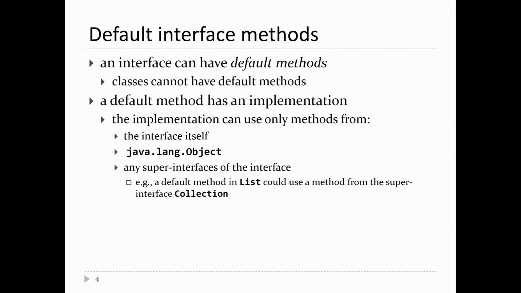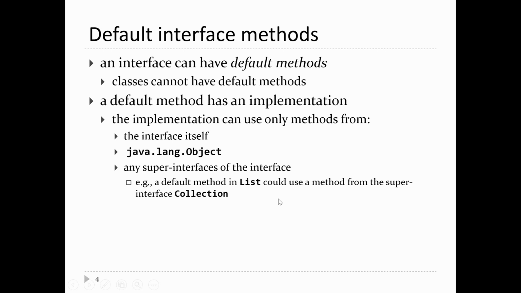So that's fine. It is also allowed to use methods from java.lang.Object. So you can use toString, equals, hashCode if you want to for some reason. Why? Because some class has to implement this interface, and every class gets the methods from Object. The third one, you're allowed to use any methods from the super interface of the interface. Now, that probably doesn't make any sense to you right now. We'll come back to this later.